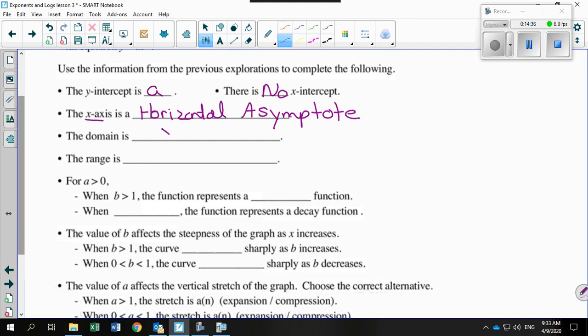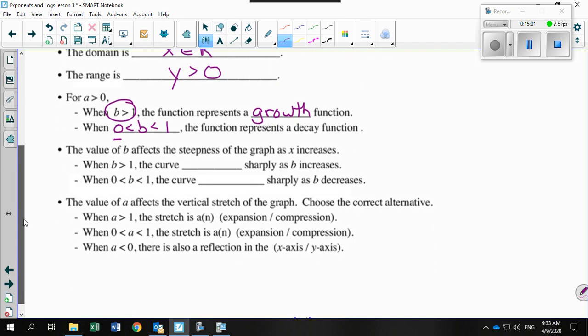Our domain was x ∈ R. Our range was greater than 0. When we talked about b greater than 1, it was a growth. When b was between 0 and 1, I think I wrote that as -1 before, but it should be 0, it represents a decay. When we have this, it will rise as b increases, and it will fall more sharply as b decreases.